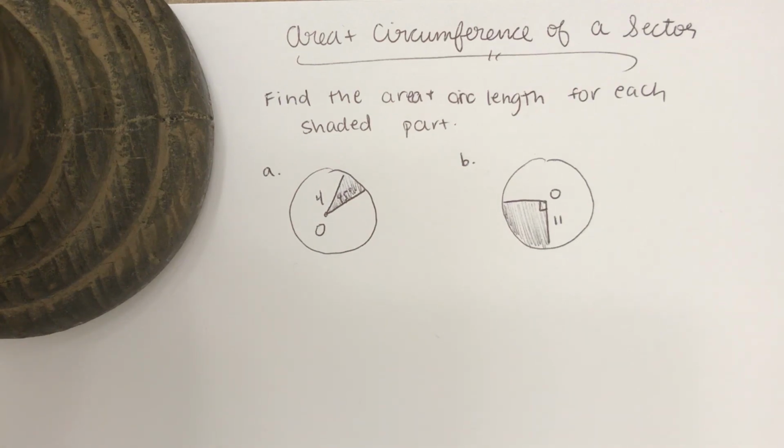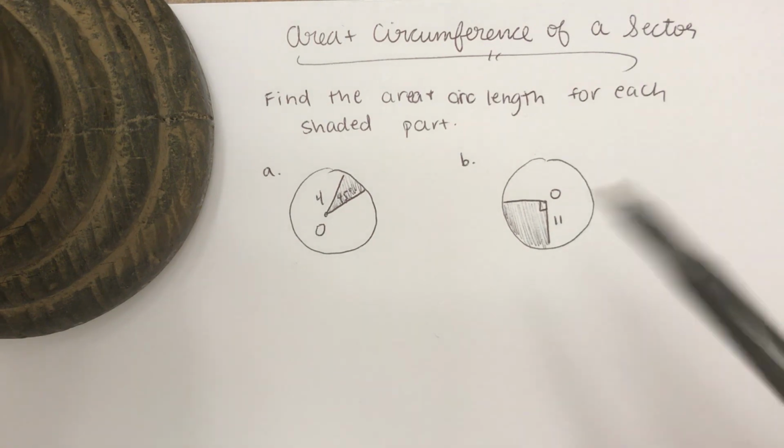I can find the area and arc length of a sector. The directions here say find the area and arc length for each shaded part. If you feel good about what we've been doing in class and you've got your learning log out, I would encourage you to pause the video and work both of these out. If you're a little unsure, maybe watch me work out part A, then pause it and try B on your own and check your answer.